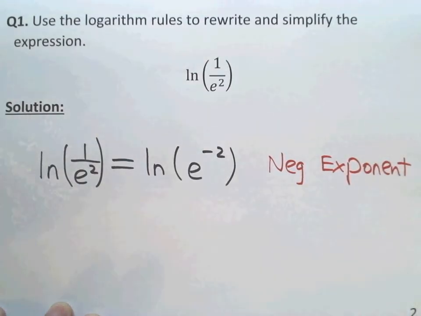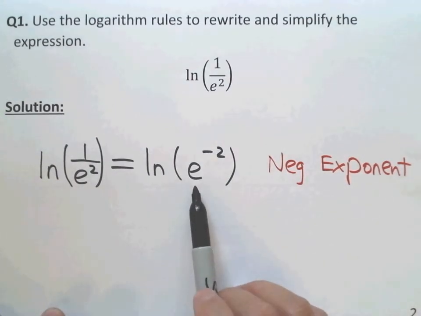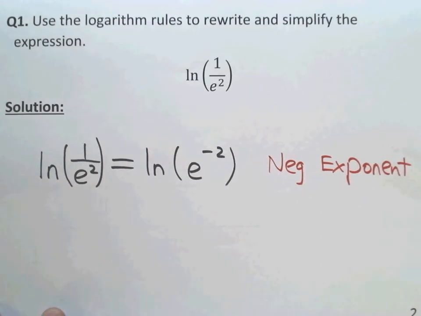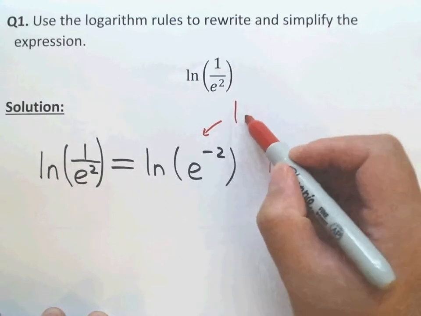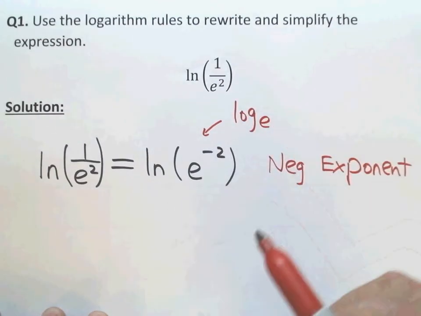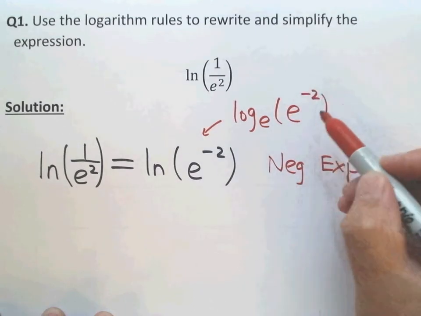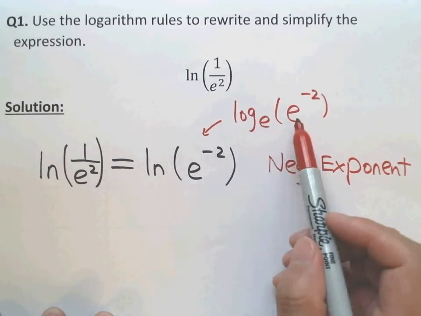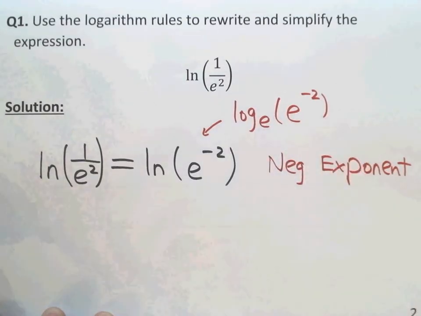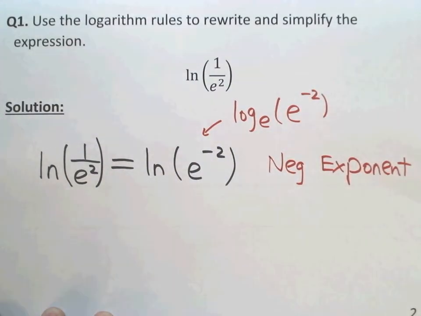So now it looks better, but which formula can we use to simplify? Keep in mind, ln is log base e, right? And then e to the negative 2. You just imagine the bases are the same. The inverse rule tells us to cancel everything. We get negative 2. Okay, so I directly get it.